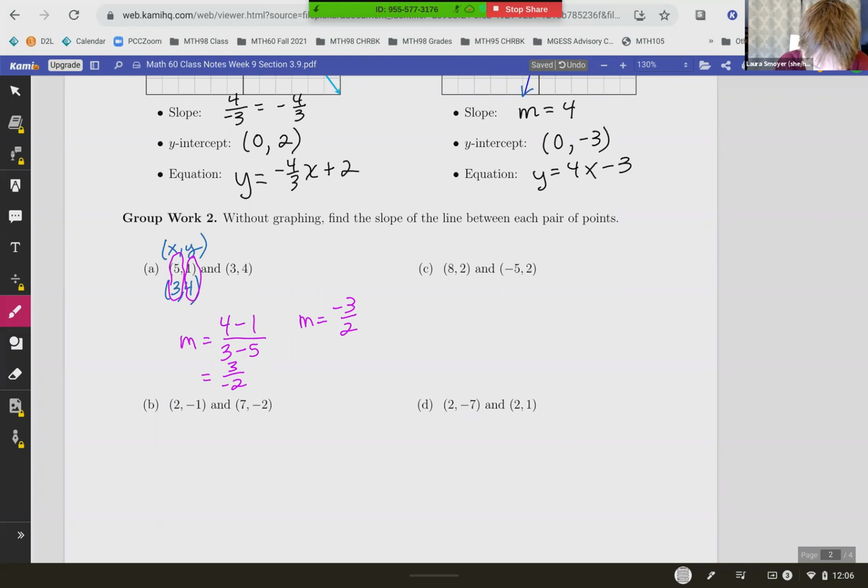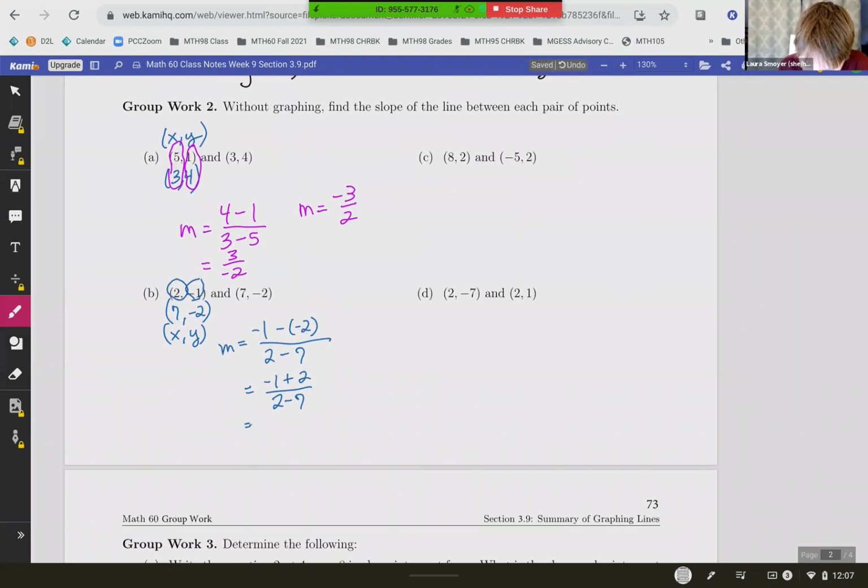Moving on to letter B. Again, I'm going to write the second ordered pair below. That just helps to keep track of the x's and the y's. And I'll start with the first ordered pair this time, -1 minus -2. If I started with -1, then I need to start with its partner, 2. 2 minus 7. And I get -1 plus 2 over 2 minus 7, which is 1 over -5.